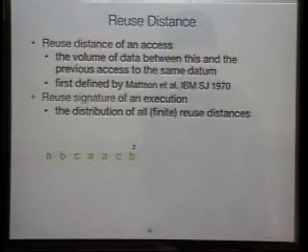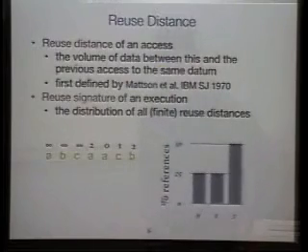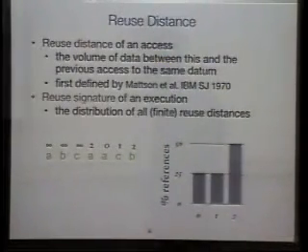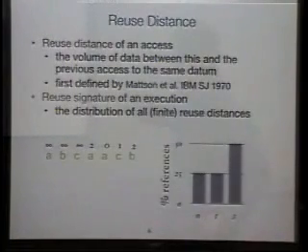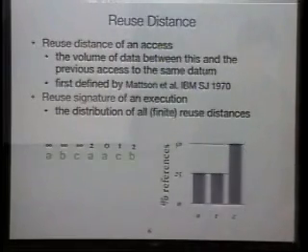And if I measure the reuse distance for every memory access, and then take the distribution as a histogram, this is a distribution of all finite length distances. We see that 50% of reuses have a reuse distance of 2.